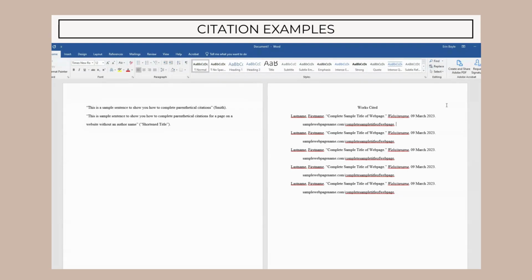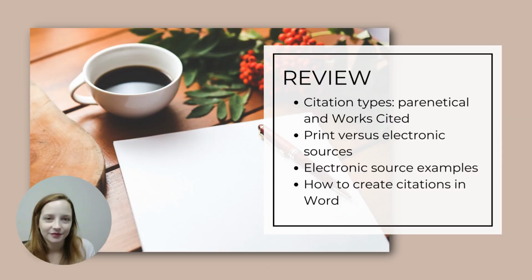Okay, I hope that this is really helpful to you. Let's now just summarize everything we've talked about, and then we'll be done. So as a quick recap, today we talked about the different citation types, including parenthetical citations and works cited citations. We talked about print versus electronic sources, electronic source examples, and I also showed you how to create your citations in Word.